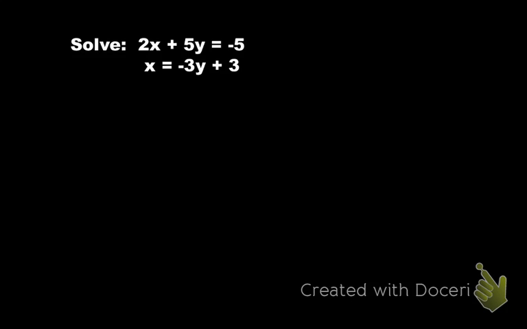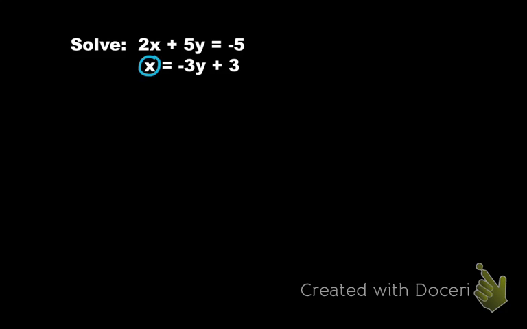Okay, this is going to be an example of solving a system of equations using the substitution method. Now, really, the only time you would want to use substitution as your method is when your problem is set up just the way this one is. The reason why this one is so nice for substitution is I already have one variable that is solved for itself. I know that x is equal to negative 3y plus 3.